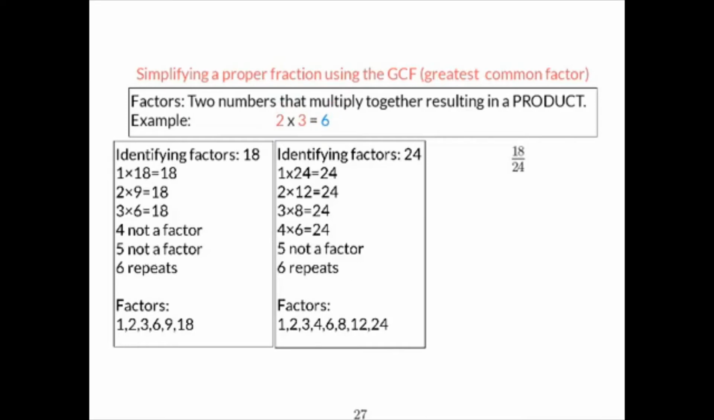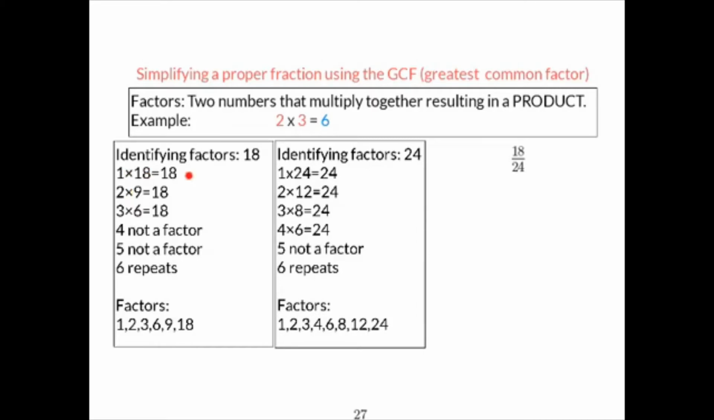So we're going to look at an example of how we can simplify the fraction 18 over 24. To do that, I'm going to identify the factors for the number 18, which is our numerator, and the factors for 24, which is our denominator. I'm going to start with the number 1, and I'm going to count 2, 3, 4, 5, 6, and we'll talk about what that means.